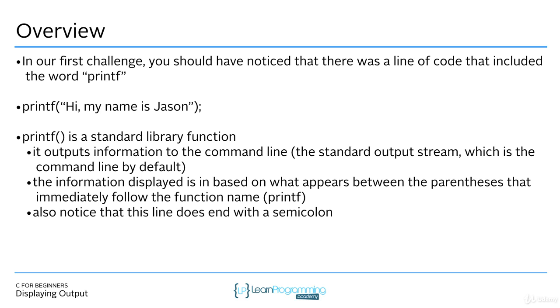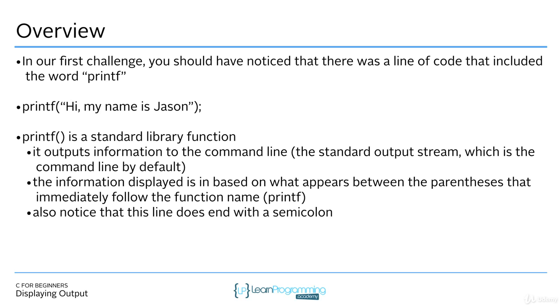The information displayed is based on what appears between the parentheses of the function itself in the double quotes. So everything inside those double quotes is going to display. Now the printf function itself can get much more complicated using format specifiers, which we're going to discuss later. But basic information is you just print out words and text. And anything in between those double quotes is going to be displayed to the output.